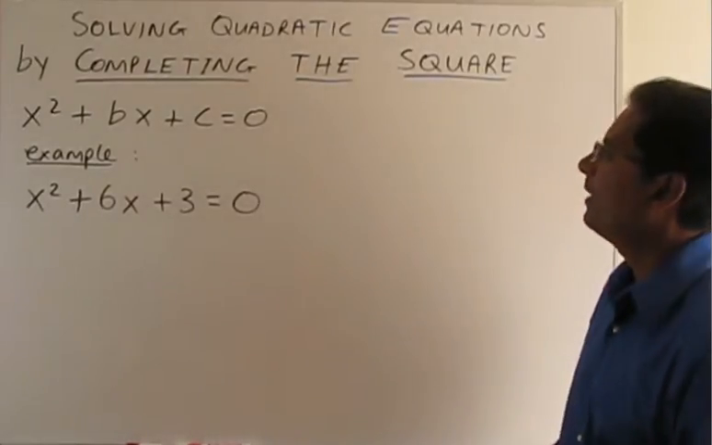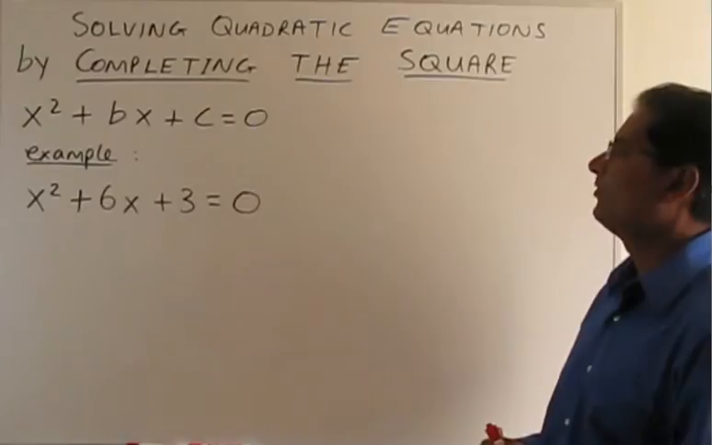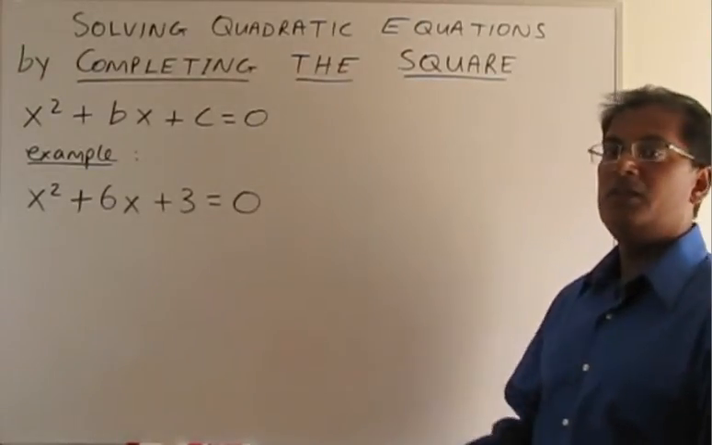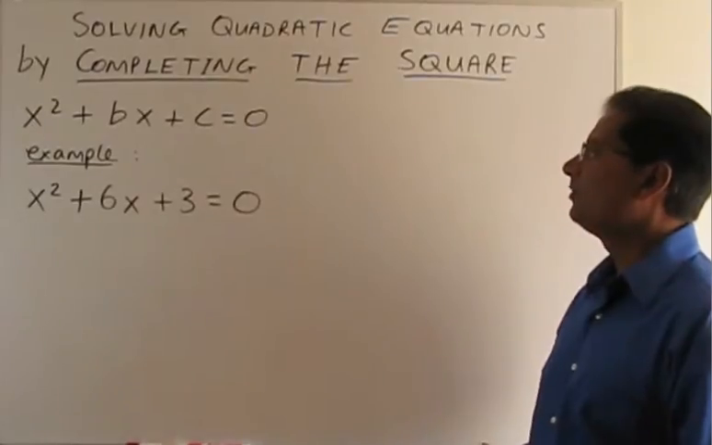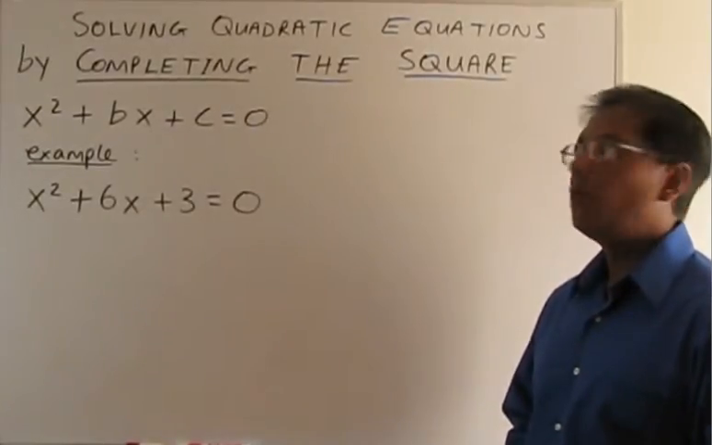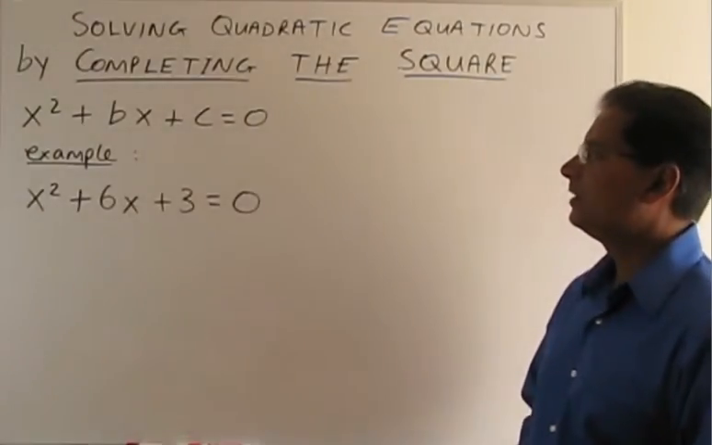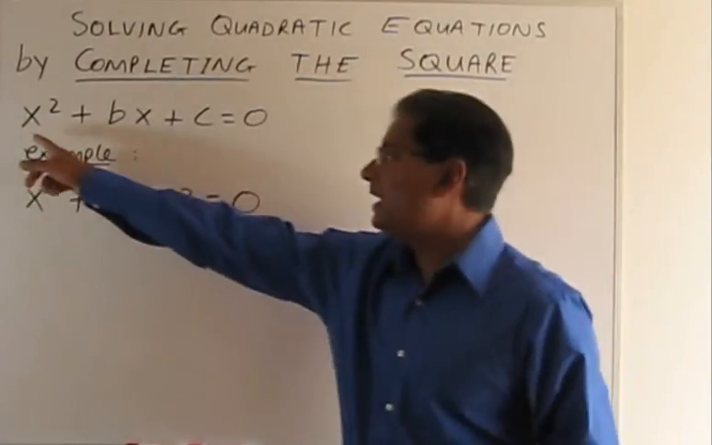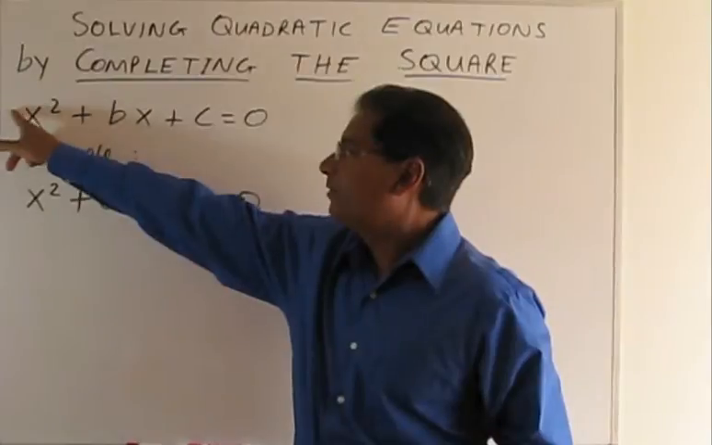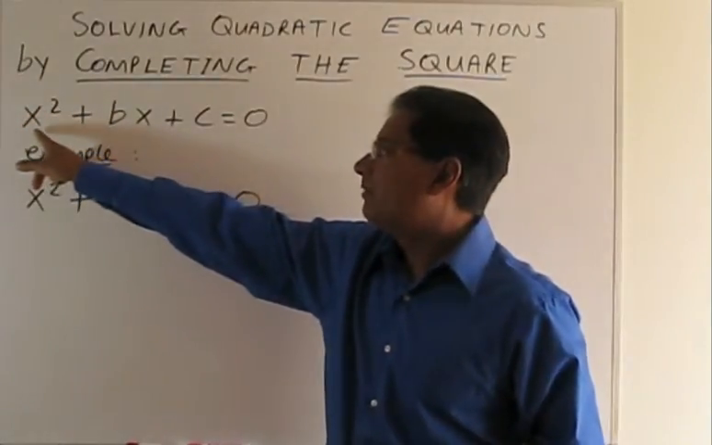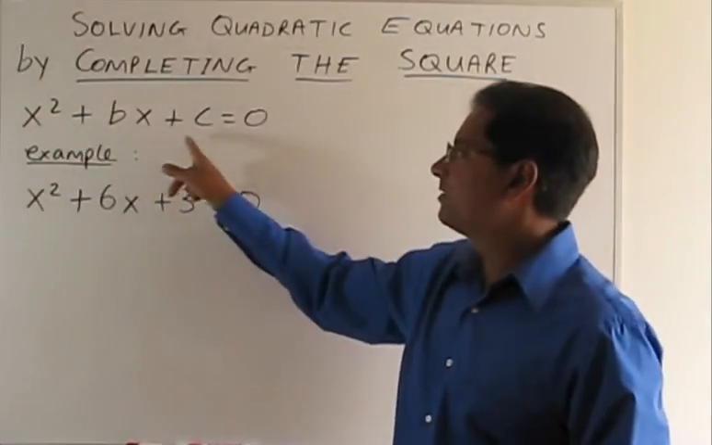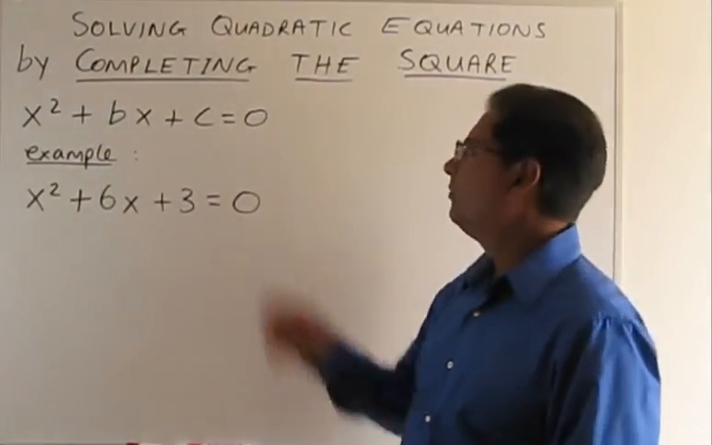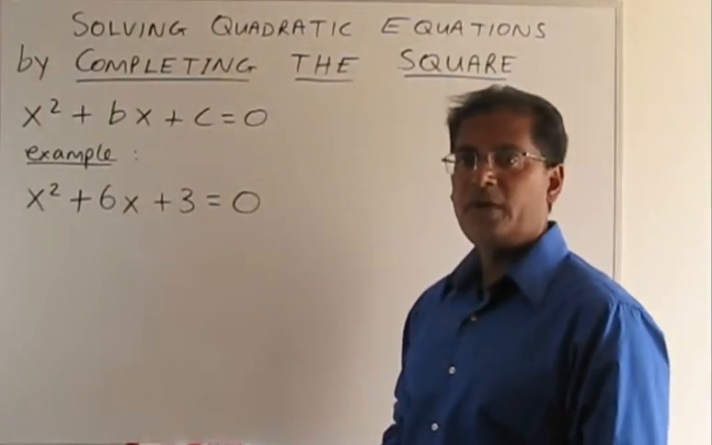Today we're going to solve quadratic equations by completing the square. This is a method which will lead us to deriving the quadratic formula. Let's take the initial simple quadratic equation where a, the initial coefficient, is 1. So we have x squared plus bx plus c equals 0. How do we solve an equation like that using this method called completing the square?